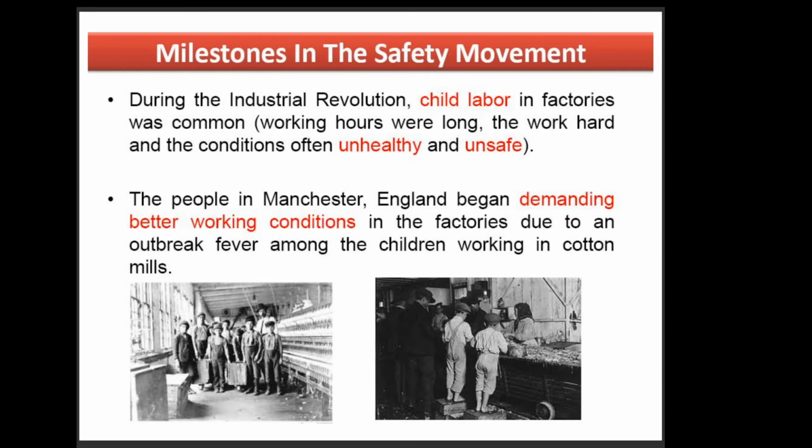During the Industrial Revolution, child labor in factories was common. Working hours were long, the work hard, and conditions often unhealthy and unsafe. The people in Manchester, England began demanding better working conditions in the factories due to an outbreak of fever among the children working in the cotton mills.